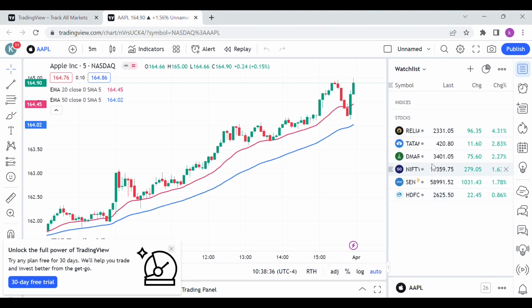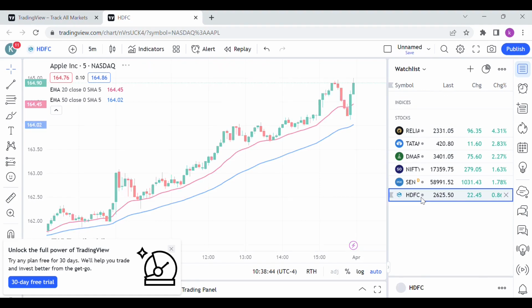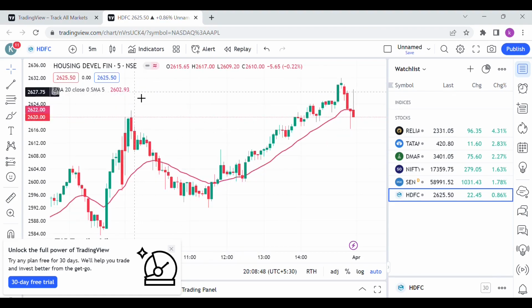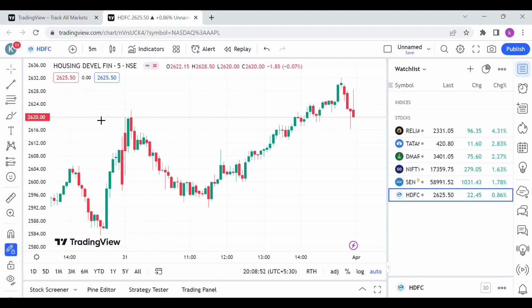On the right hand side you will have a watch list. These are all the stocks which you have added to your list. If I click HDFC, this is how the activity looks. I'm just taking out all these indicators. This is called the trading activity.